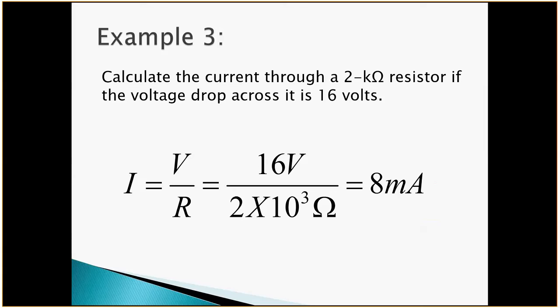Problem number 3. Calculate the current through a 2 k ohm resistor if the voltage drop across it is 16 volts. Well, that looks awful familiar, doesn't it? That looks like the example I worked out 3 slides ago. 16 volts divided by 2 times 10 to the third. 16 divided by 2 is 8. Bring the 10 to the third up on top, it's minus 3. So that's 8 milliamps. Easy problem once again.